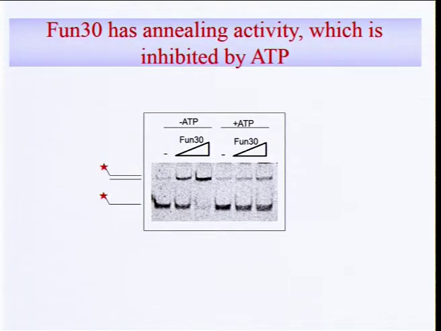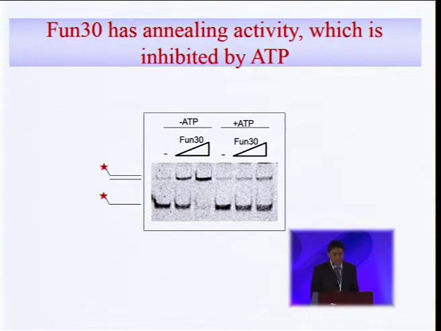We wanted to also see what is the function of FUN30 on positively supercoiled DNA. So we wanted to see whether we can generate positively supercoiled DNA. We started with relaxed DNA, and in the presence of FUN30, we were able to generate positively supercoiled DNA. So it seems that FUN30 can take negatively supercoiled DNA, relax it, and even go further to generate positive supercoils. It's a function that might be required at the origin of replication.